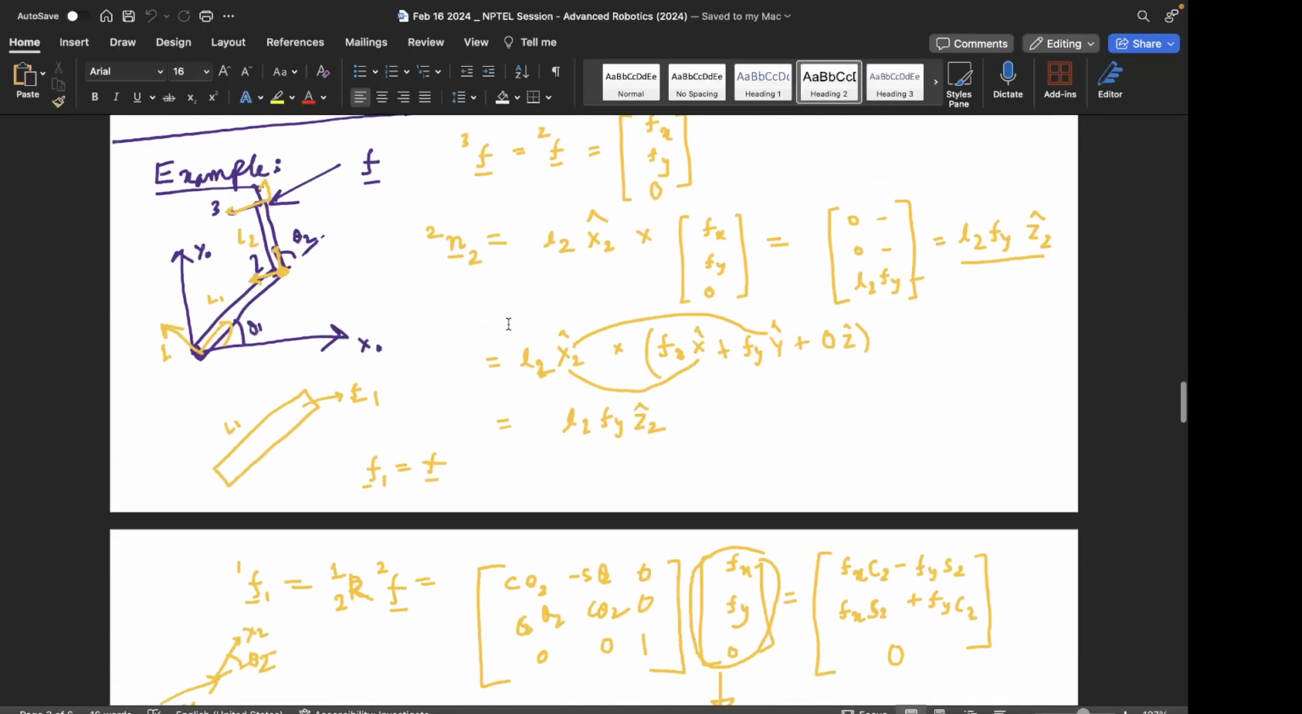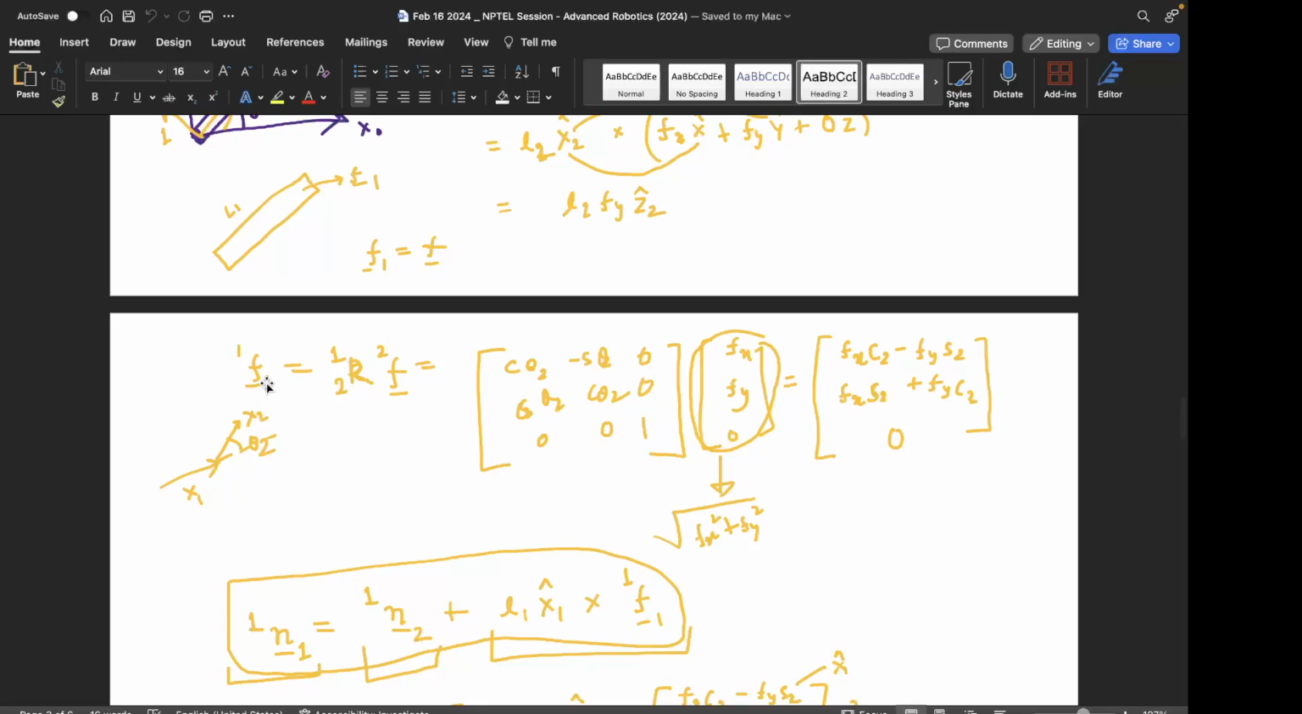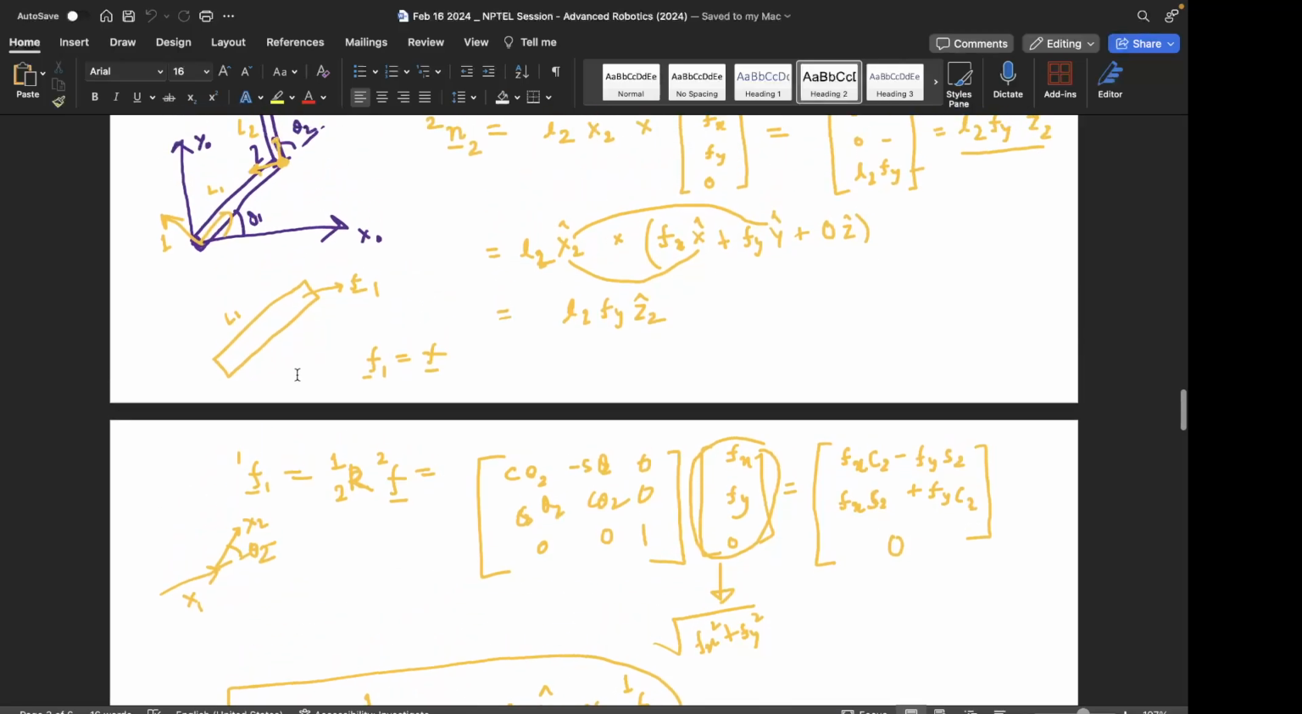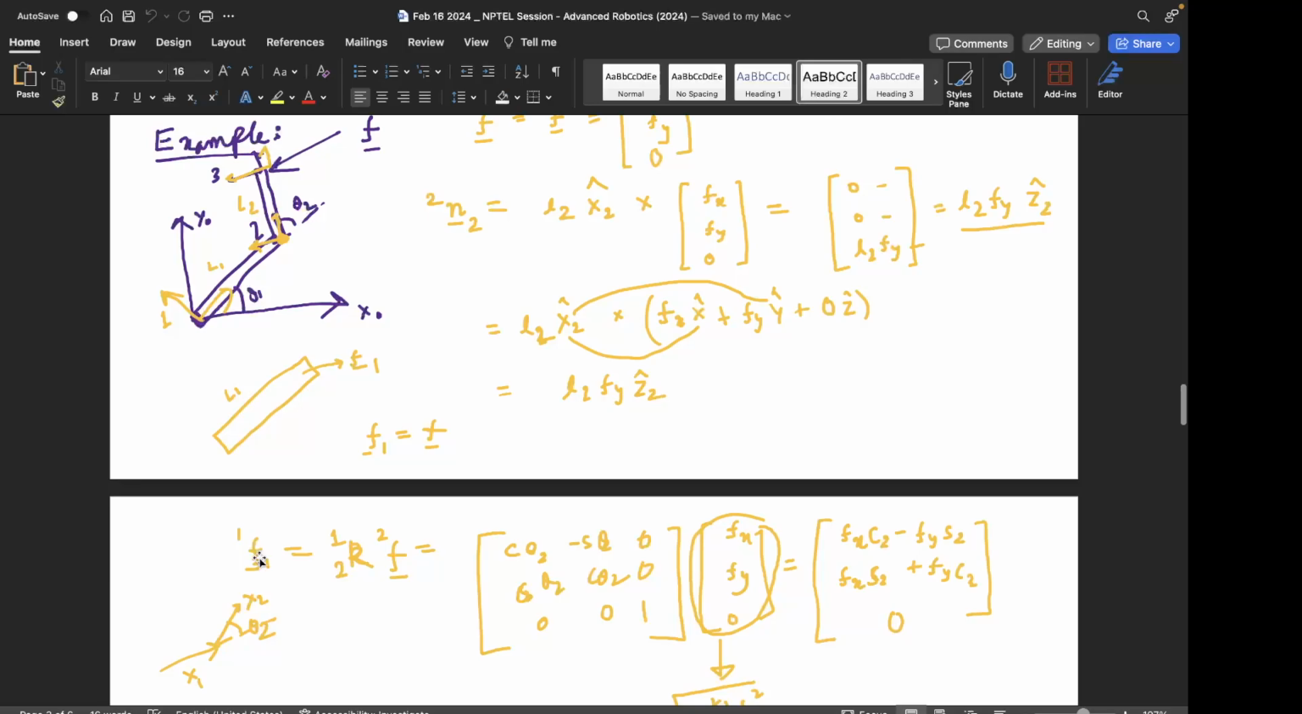First, let's do the force balance. We have to write the force acting on the first link expressed in the first frame. That is the same as the force acting on the second link because of the static force balance. This rotation matrix is pre-multiplied to this vector in order to convert it from frame 2 to frame 1. Physically we are not rotating the vector; rather, we are just describing the same vector in another frame.